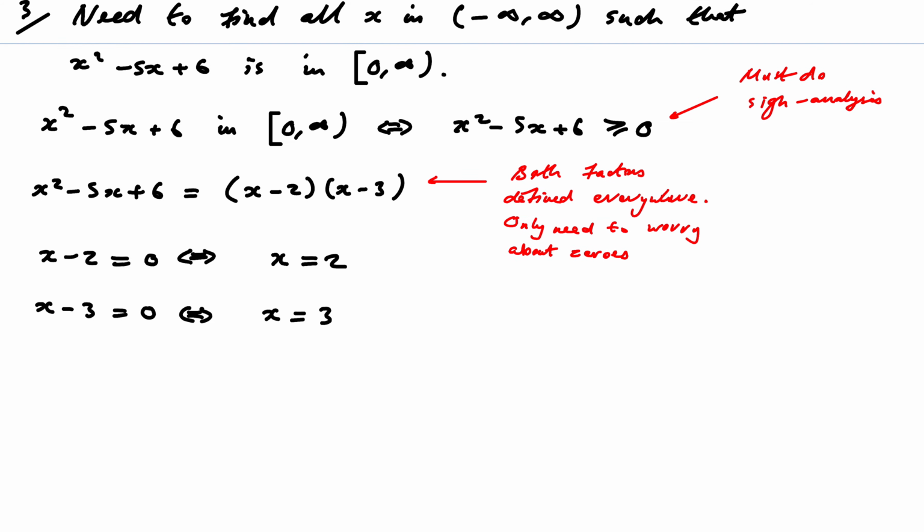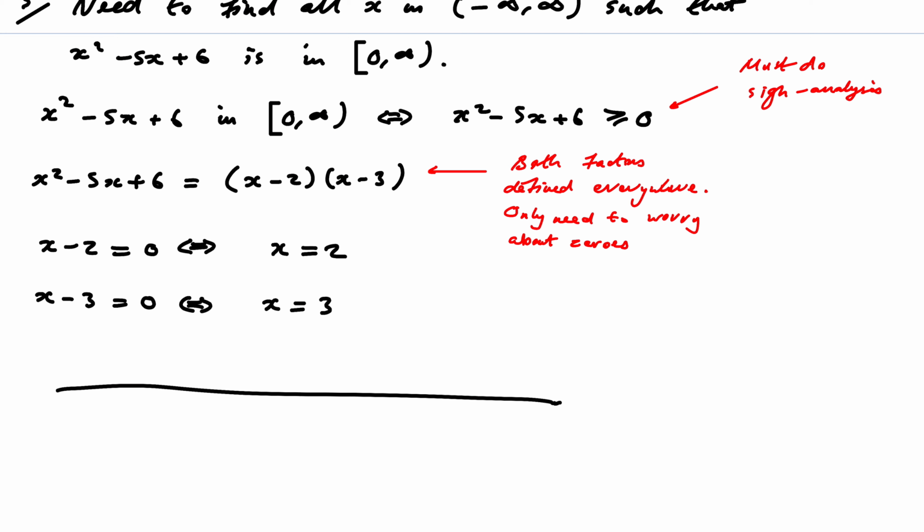Okay, so what does that mean? Well, I'm going to draw a number line. So I'm going to go through my sign analysis procedure. And I'm going to mark on this number line the positions where I could potentially change sign, essentially. And there are 2 locations of interest, 2 and 3.